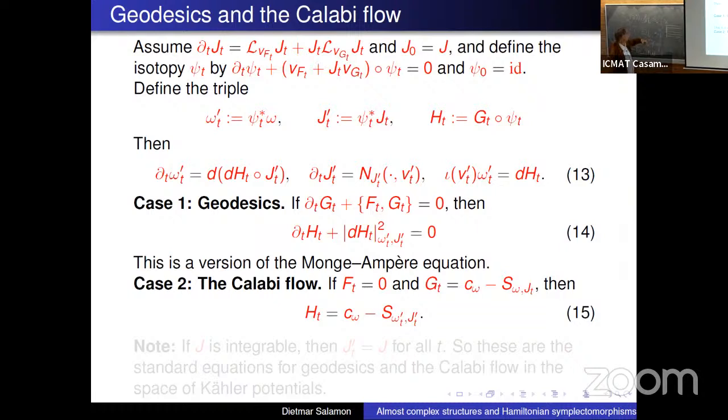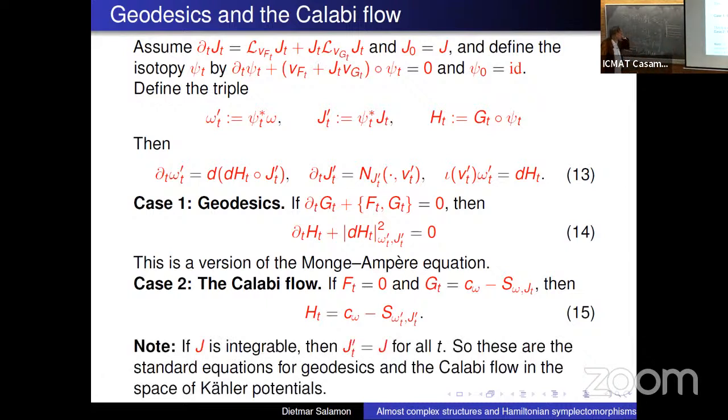So this means that the geodesics in the space really do correspond to the standard Monge-Ampere equation in the integrable situation. All right. So that's one indication why this might be the right direction to go into.